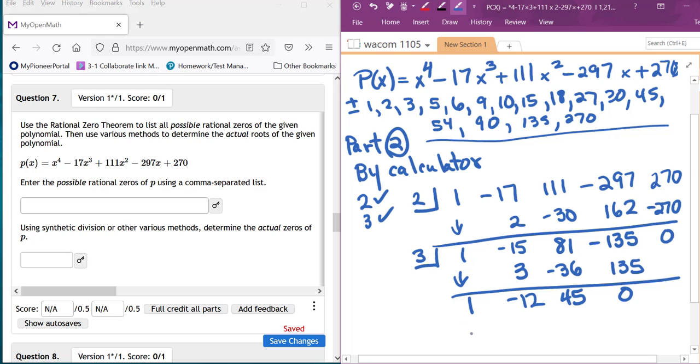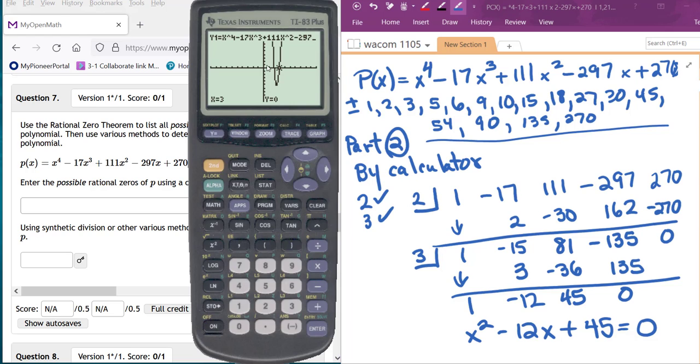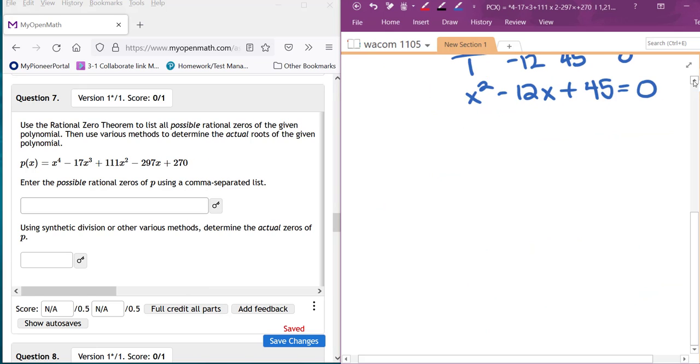We are down to x squared minus 12x plus 45 equals 0. This is not going to factor. And from your calculator, with it just crossing 2 times, that means your other zeros are complex. So don't even try to factor it and work on this polynomial. So we're going to go to the quadratic formula.